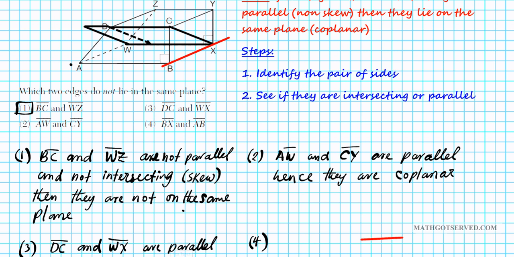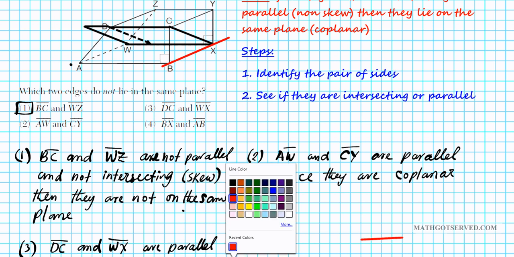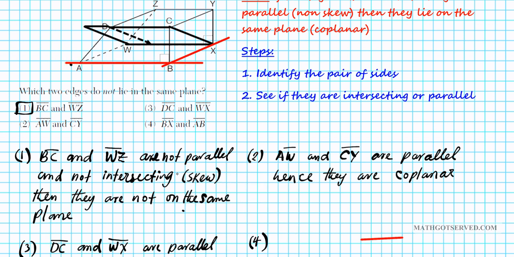Let's draw that. Side AB is this side right here. Are these two lines parallel? No, they are not parallel. Does that mean that they are skew lines? The answer is no. You notice that they intersect at a point. Remember, skew lines are not parallel and not intersecting.